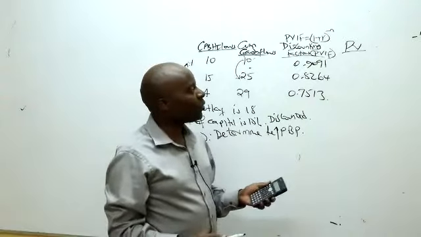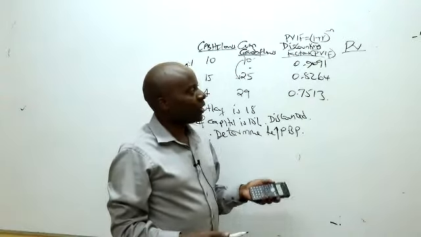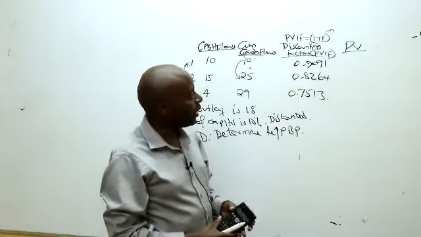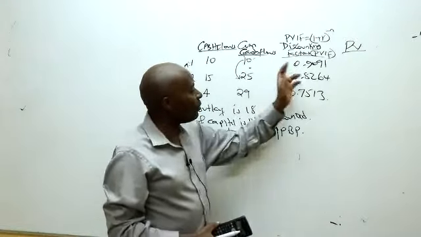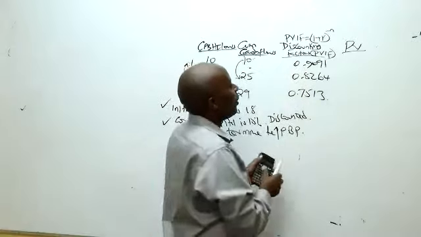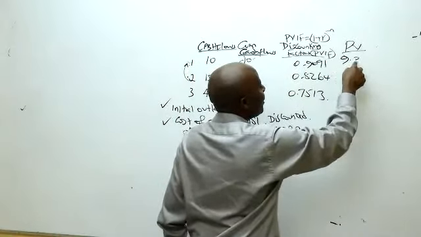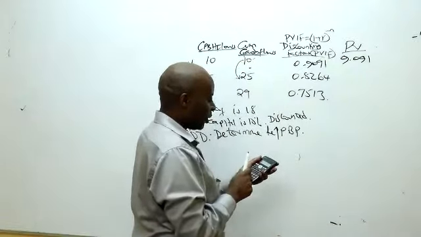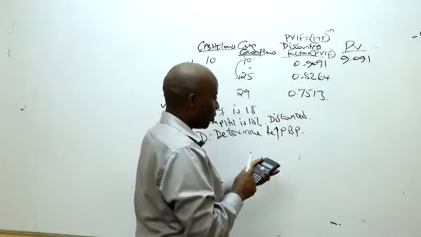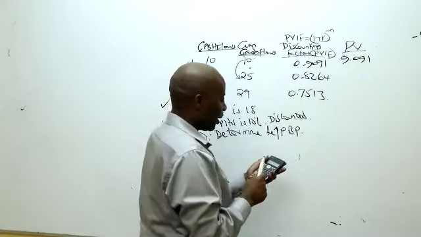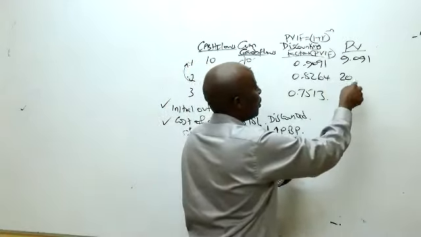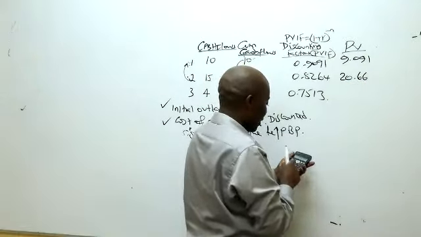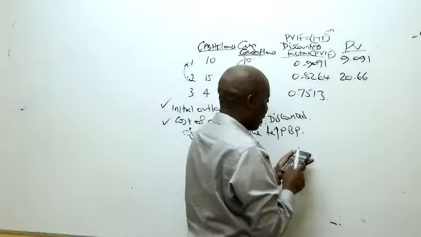Discounted cash flows are also known as what here? Present values. So please come and multiply, like now this and this will give me 9.091. And then we have 25 and that. So we have here 25 times 0.8264, giving me 20.66. And then lastly, we have 29 times 0.7513, giving me 21.79.